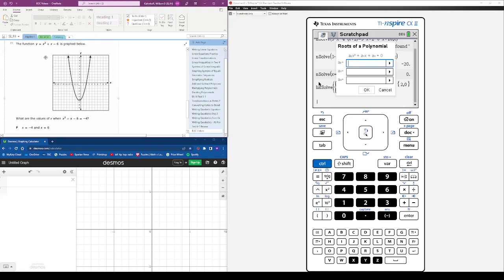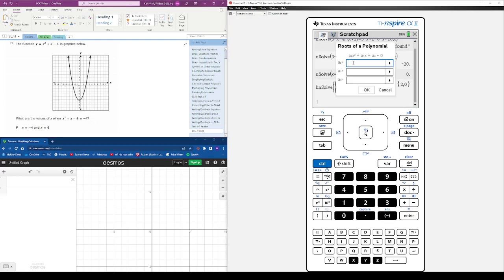Okay, so we have this one that was graphed. It says y equals x squared plus x minus 6, and asks what are the values of x when x squared plus x minus 6 equals negative 4. In order to solve this, we're going to need to set it equal to 0 on one side, like it is in the calculator. So we'll add 4 to both sides, and our equation becomes x squared plus x minus 2 equals 0.